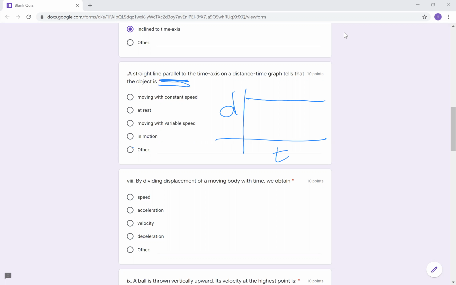Now if it is parallel to the time axis, then as we have discussed earlier, in 2 seconds, let's say, the distance is 1 meter. At 3 seconds, let's say over here, the distance is again 1 meter. That means the body isn't moving with respect to time, or isn't changing its position with respect to its surroundings. So what do we call a body which isn't changing its position with respect to time, or with respect to other things? That is a body which is at rest. So option B is the right answer.